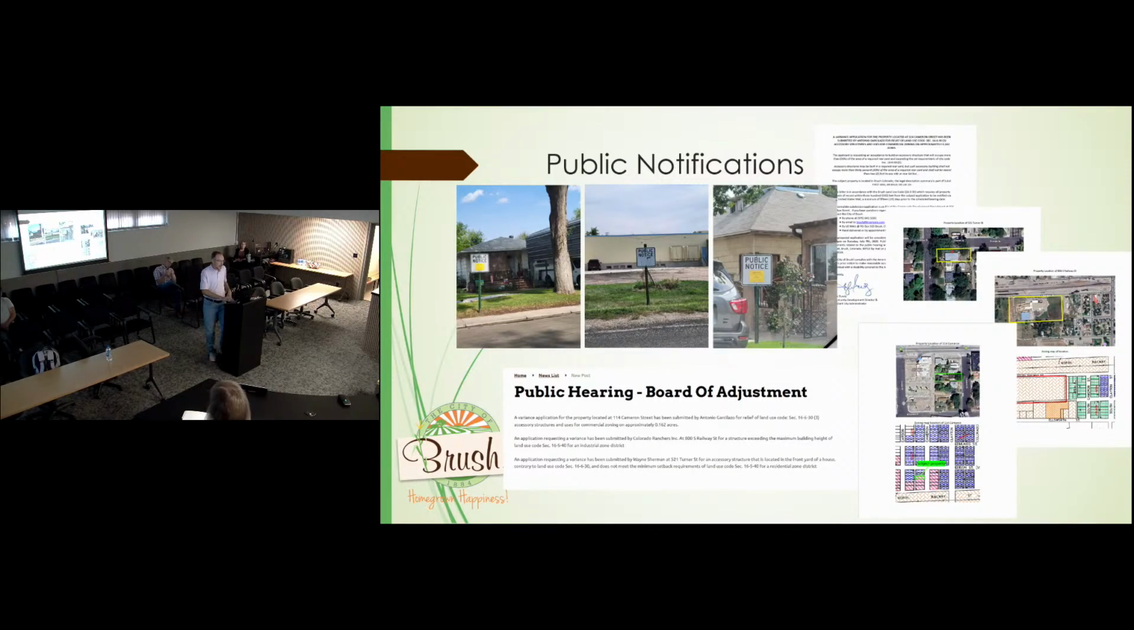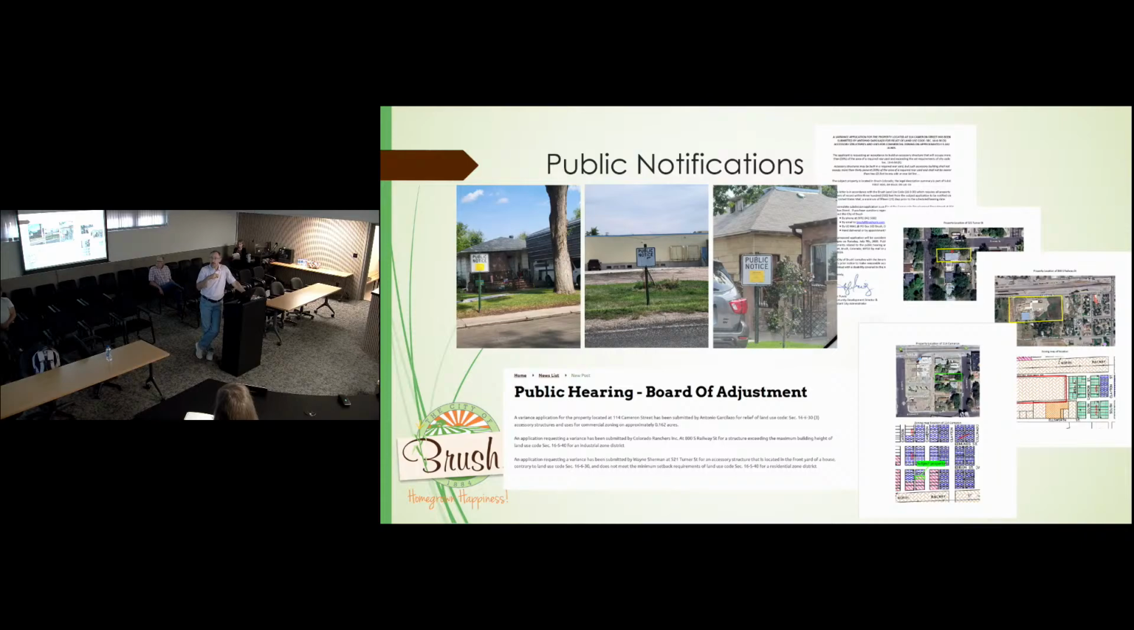So we'll go ahead and dive into the request. The first one, 114 Cameron Street. This slide here, our code requires us to send out public notifications. There are 3 different ones. We have a posting on site, those signs at each one of the locations. We send out letters, typically 2 pages that give an outline, and that letter is sent to every property owner within 300 feet of that property.